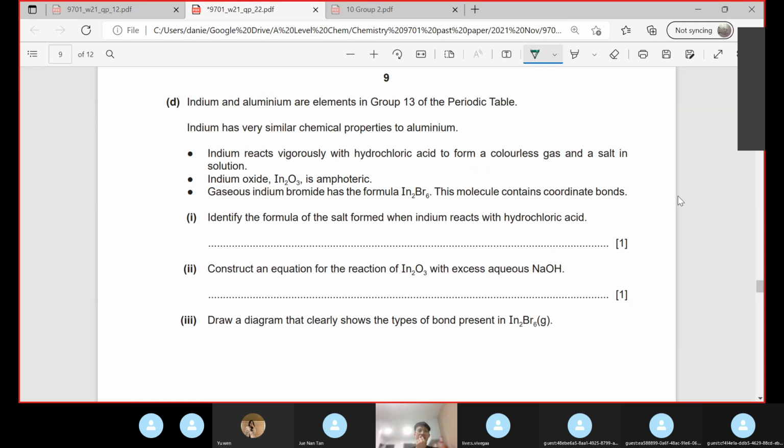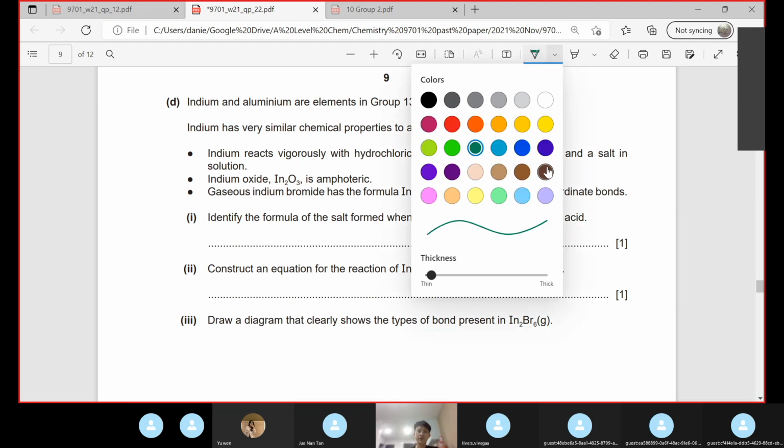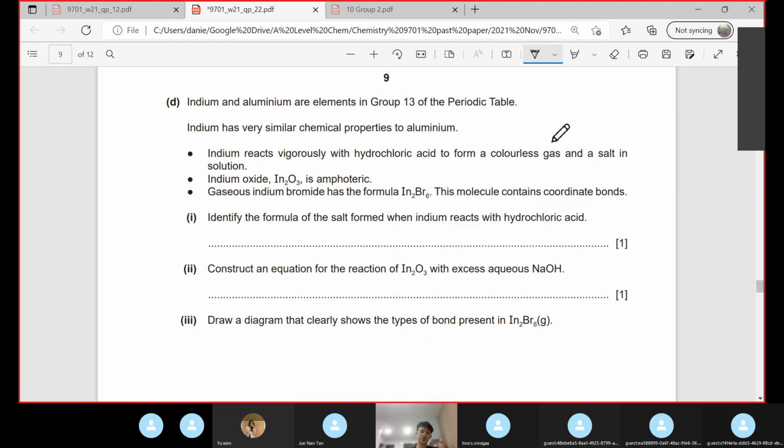Indium and aluminium are elements in group 13. So indium has very similar chemical properties to aluminium. Be careful with this kind of phrase. It keeps coming up in the questions. If you have done past year papers, you will notice it a lot of times. You will come across this phrase.